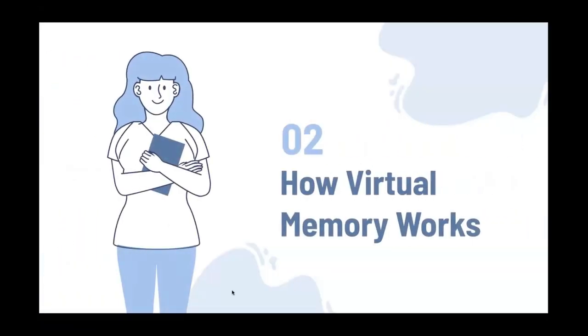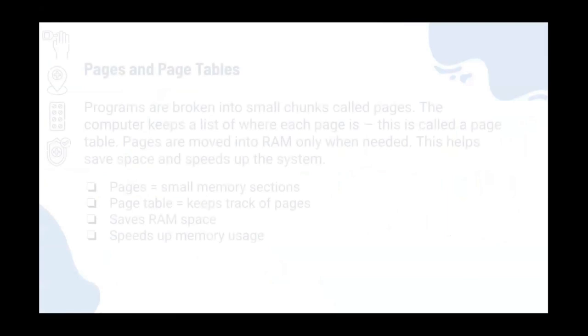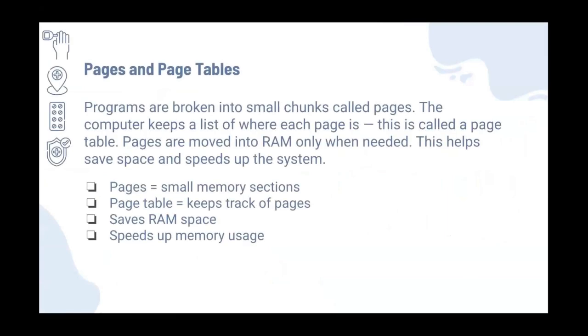So how virtual memory works. It uses pages and page tables. Programs are broken into small chunks called pages. The computer keeps a list of where each page is. This is called a page table. Pages are moved from RAM only when needed. This helps save space and speeds up the system. So pages are small memory sections. The page table keeps track of all these pages, and these help save RAM space and speed up memory usage.